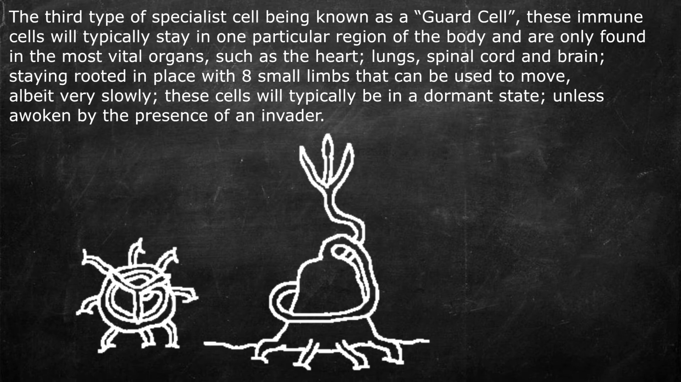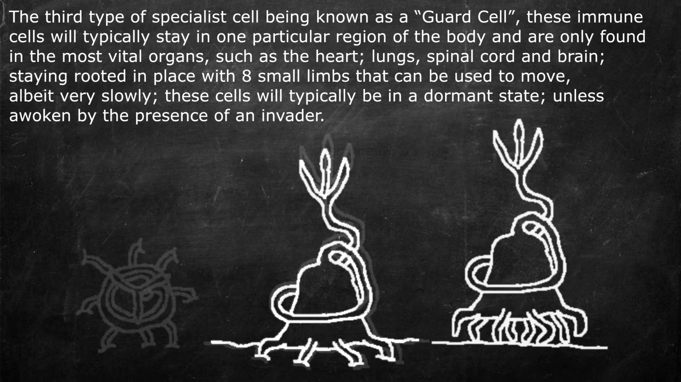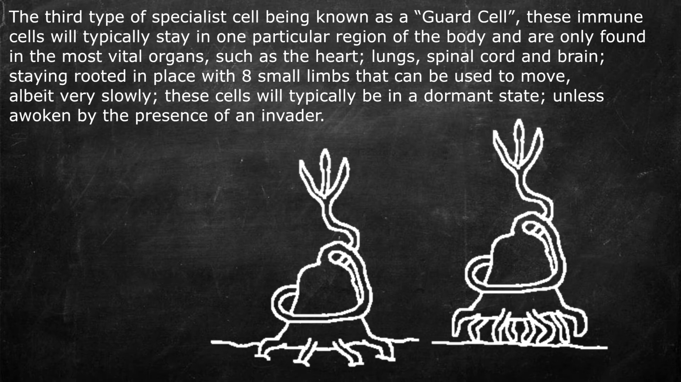These immune cells will typically stay in one particular region of the body and are only found in the most vital of organs, such as the heart, the lungs, the spinal cord, and the brain, staying rooted in place with 8 small limbs that can be used to move, albeit very slowly. These cells will typically be in a dormant state unless awoken by the presence of an invader.